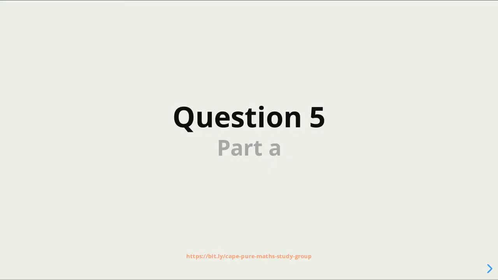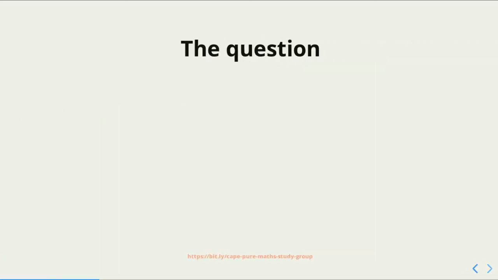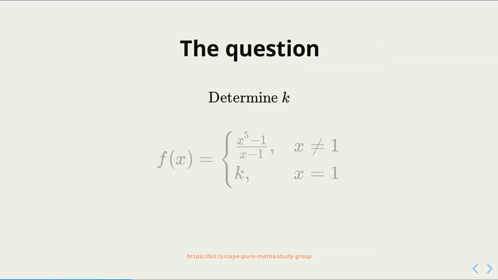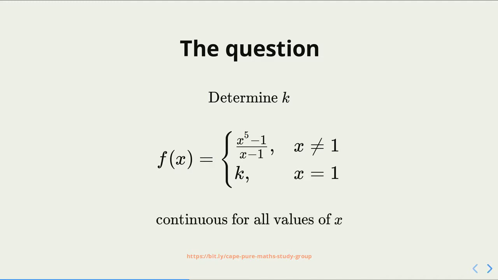Let's tackle question 5, part A. In this question, we want to determine the value of k for which this piecewise defined function f of x is continuous for all values of x. f of x is equal to (x to the 5 minus 1) over (x minus 1) when x is not equal to 1, and f of x is equal to k when x is equal to 1.